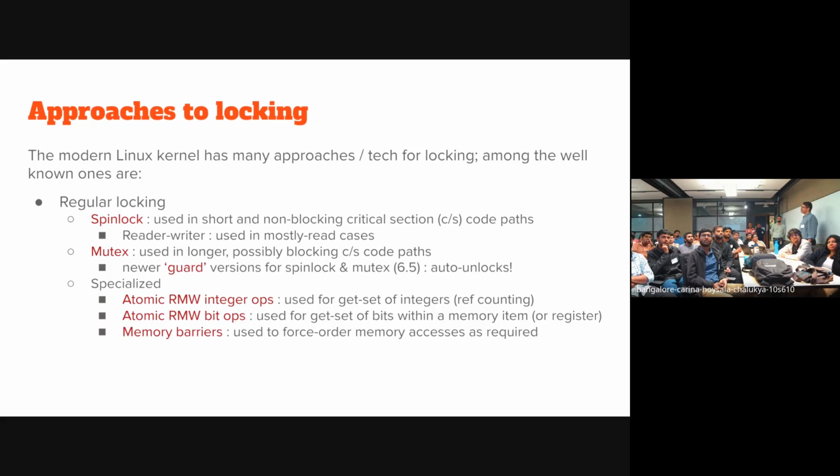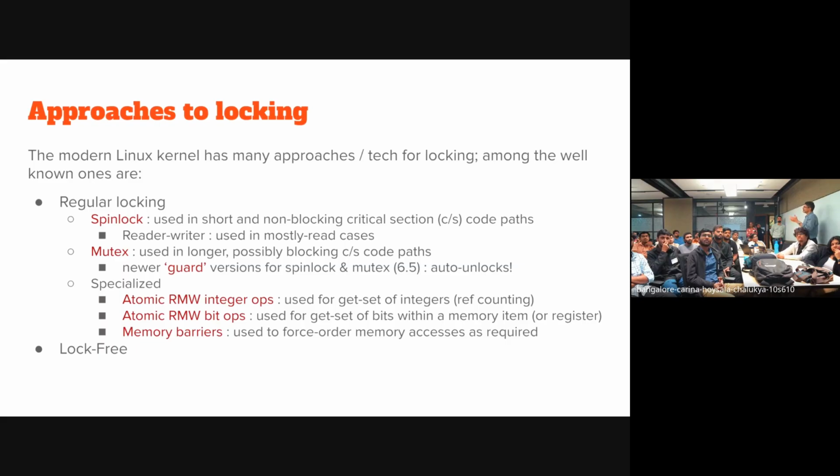Memory barriers are used to force a certain ordering of memory operations, like writes or reads have to happen in a certain order. In some cases, it's very important, like in DMA descriptor setup as a good example.